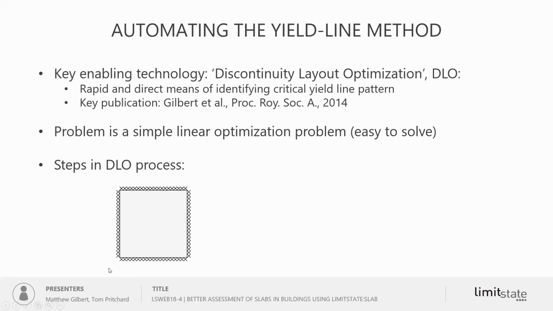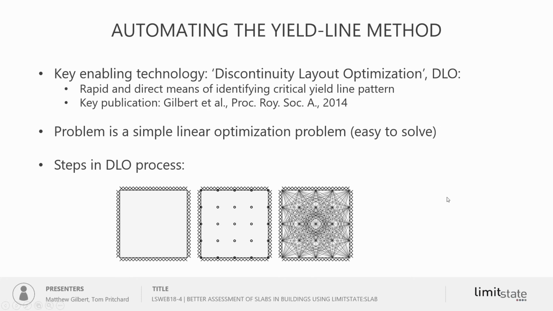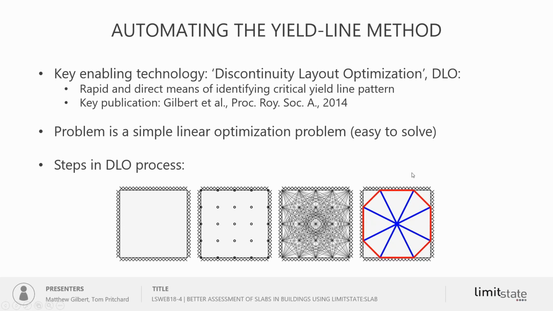In terms of how the method works, if you have a design domain, loads and supports, what you do is discretize that design domain, the slab domain, with nodes. You connect each of those nodes to every other node with a potential yield line, and then use optimization, linear optimization in this case, to find a minimum energy solution, as in the red and blue yield line pattern that you can see on screen now.